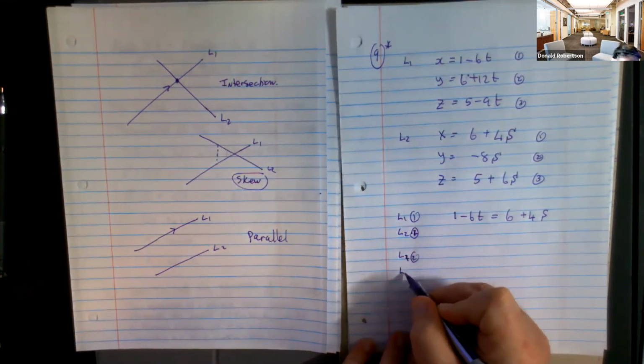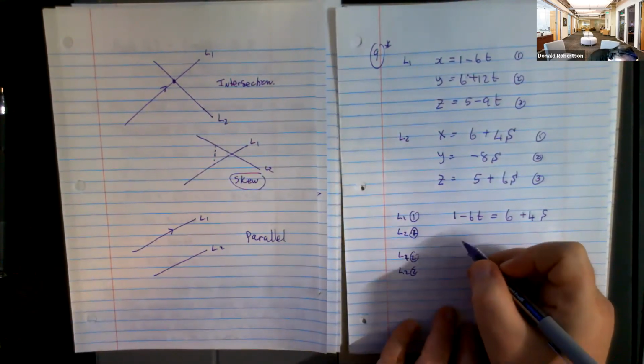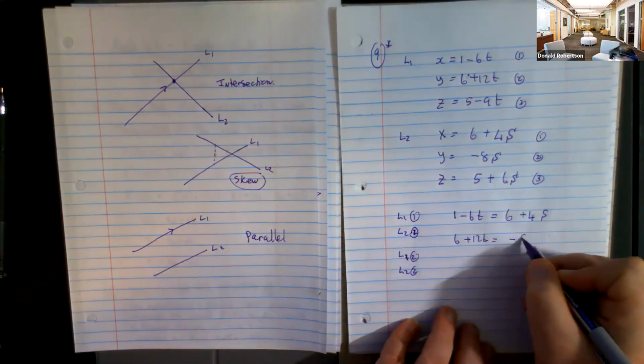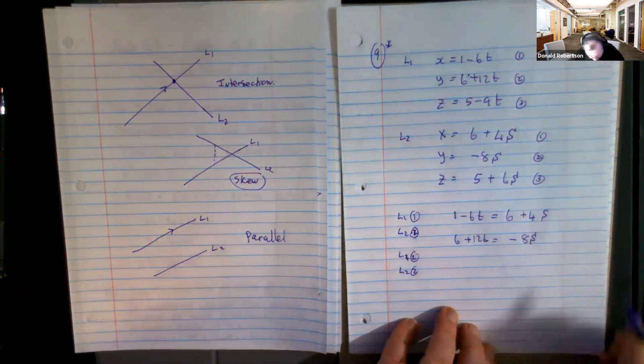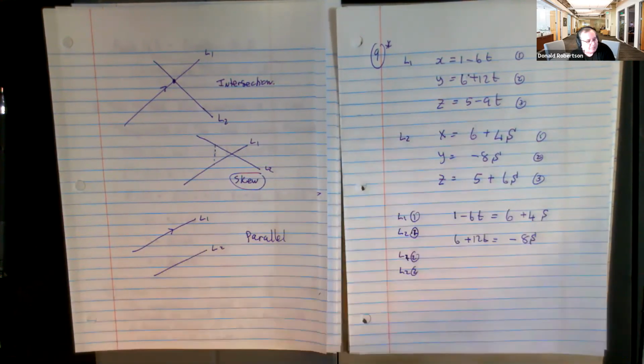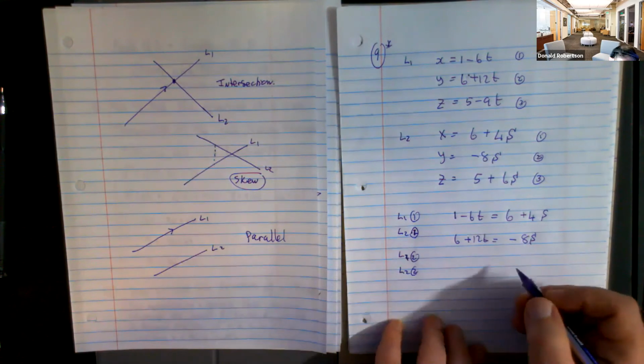And then I'm going to take equation 2's and match them. Match the y's. And when I do that, I get 6 plus 12t, and I have negative 8s. So what we're looking at here, it's a little bit ugly, but is it not a system of equations from Math 94?